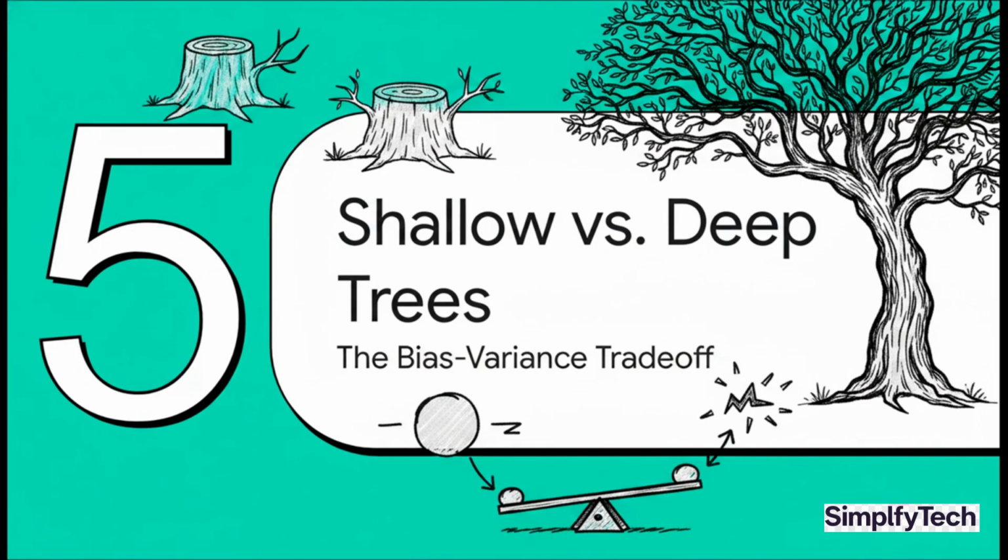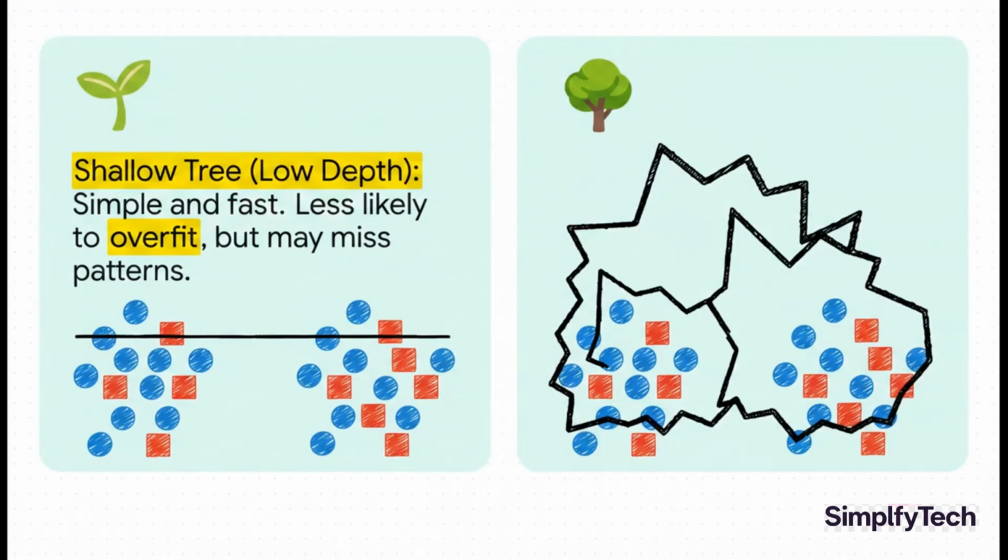Now remember, we deliberately kept our tree simple by setting max depth to 3. And that was a very intentional choice, which leads us to our final and maybe one of the most important concepts in all of machine learning, the bias-variance trade-off. Okay, so a shallow tree like ours is simple and fast. We say it has high bias, which is a fancy way of saying it makes some pretty strong, simple assumptions and might miss some of the finer details. But it has low variance, which means it's less likely to get thrown off by random noise in the training data. This is great for avoiding a huge problem called overfitting.